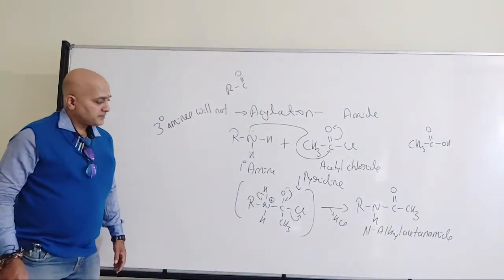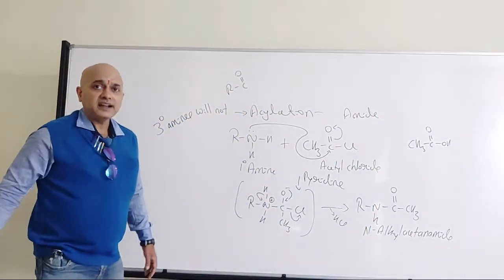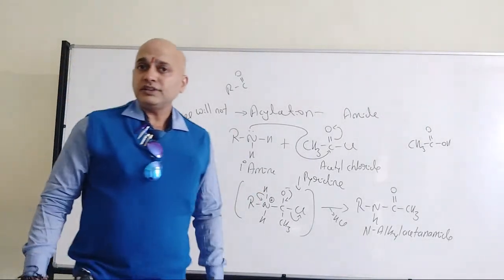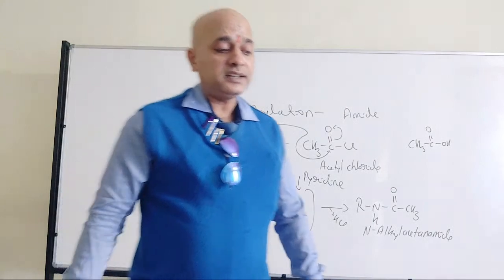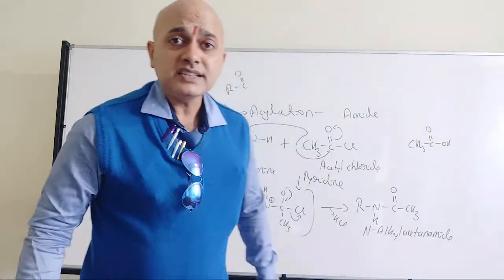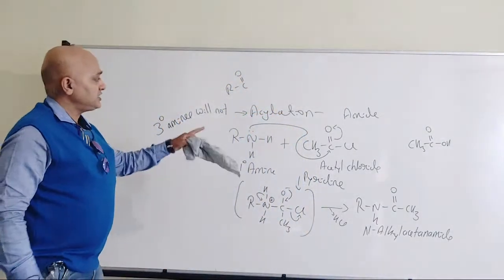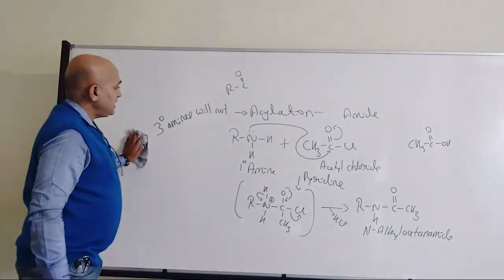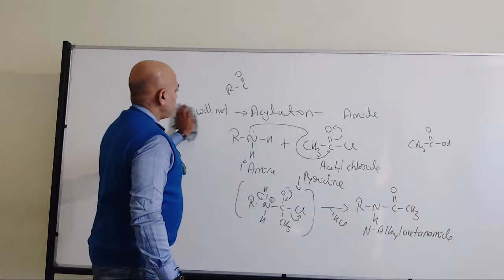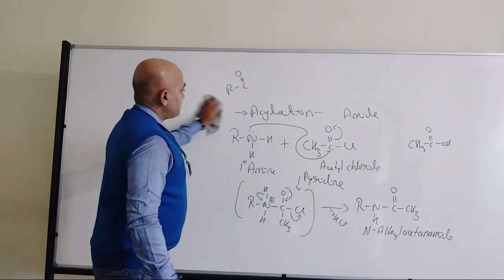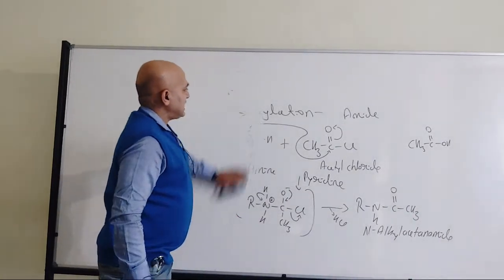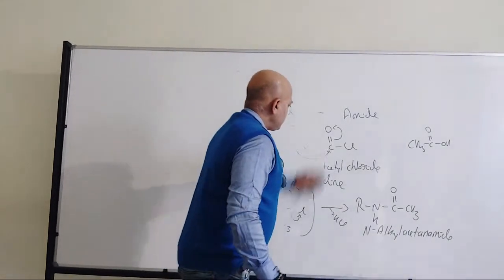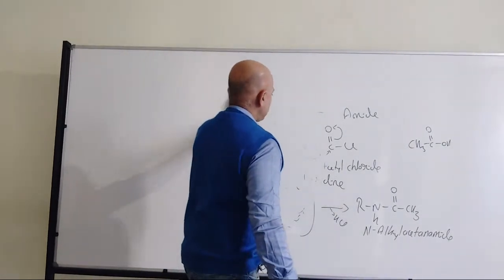It won't release H plus. That is because, as Mayank has given the answer, of the lack of hydrogen. Due to the lack of hydrogen in tertiary amine, it cannot easily go with the acylation reaction. That is an important point. But primary and secondary amines can show the acylation reaction. Now this is one method for acylation.